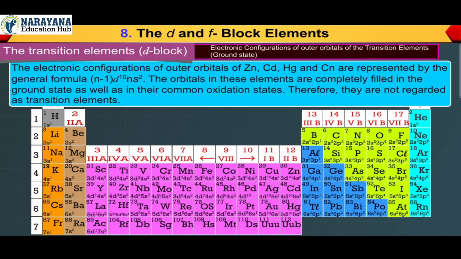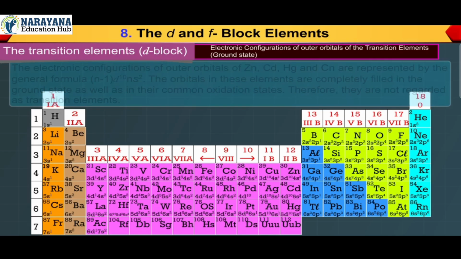The electronic configurations of outer orbitals of zinc, cadmium, mercury, and copernicium are represented by the general formula (n-1)d10 ns2. The orbitals in these elements are completely filled in the ground state as well as in their common oxidation states. Therefore, they are not regarded as transition elements.